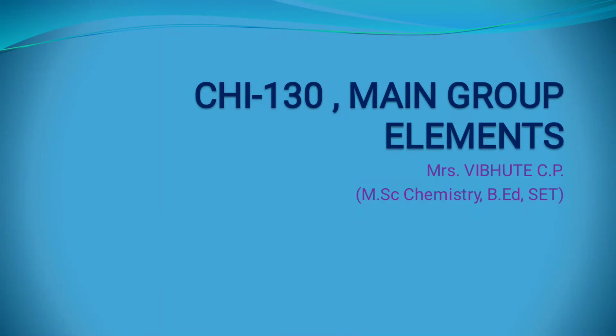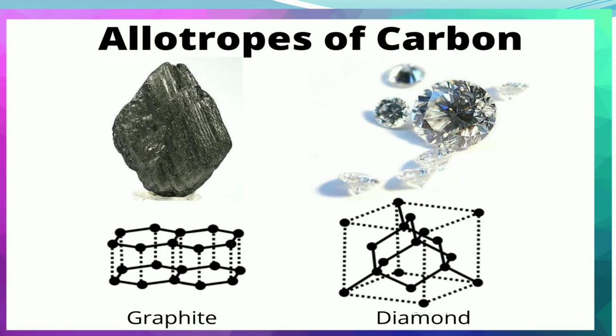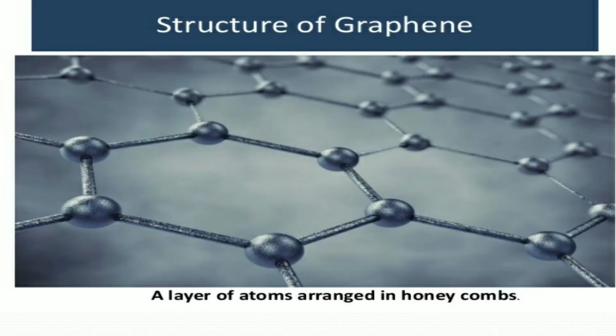Welcome to all. Here we are going to learn the CHI 130 course, main group elements. We learn the allotropes of carbon. We already discussed the amorphous allotrope and crystalline allotrope. We already learned the different crystalline allotropes of carbon, that is graphite, diamond and the Buckminster fullerene. So today we learn the next crystalline allotrope of carbon, that is graphene.